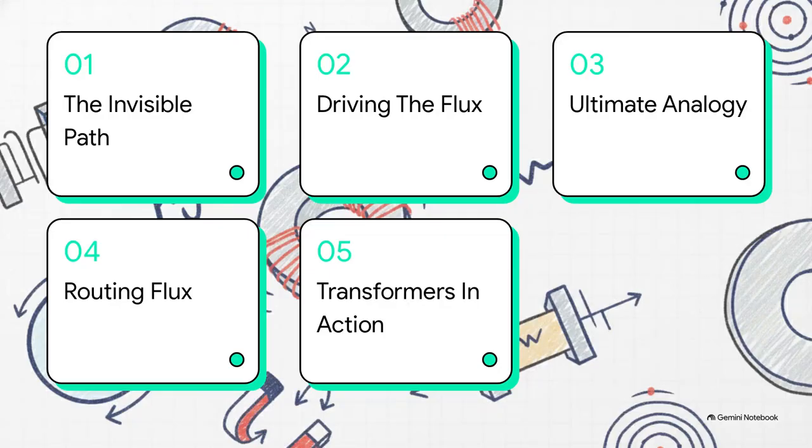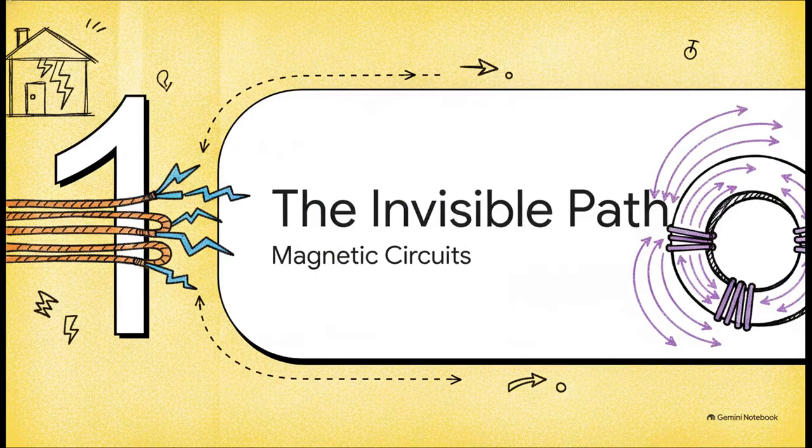So here's our roadmap for today's explainer. First, we'll dive into the invisible magnetic path, then we'll look at driving the flux, followed by what I like to call the ultimate analogy. After that, we'll cover routing flux, and finally wrap up with transformers in action. All right, let's jump right into Section 1, the invisible magnetic path.